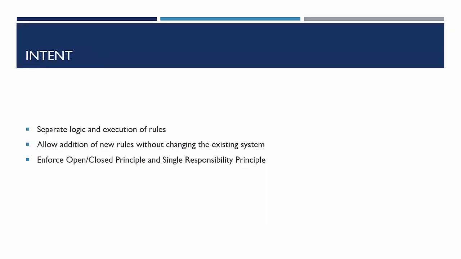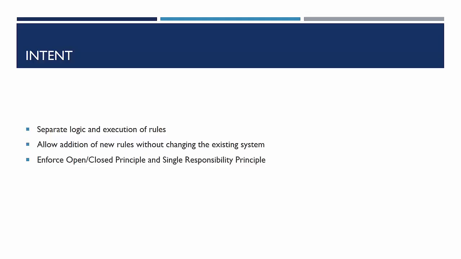The intent of the rules pattern is to separate the logic and execution of individual rules from the logic that processes these rules. The end goal is to allow new rules to be added without the need for changes to the rest of the system. This goal closely aligns with the open-closed principle. The open-closed principle states that software entities, classes, methods, functions, etc. should be open to extension, but closed to modification.